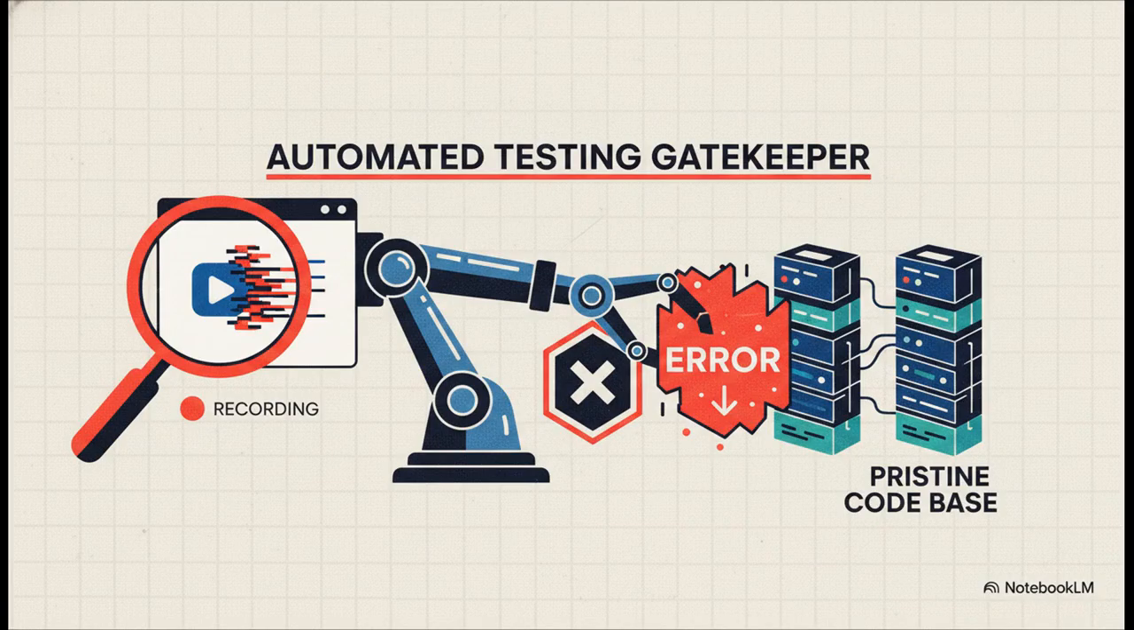This part is wild. TestSprite actually records the AI interacting with your app in real time. If a test fails, you don't just get some cryptic error code, you get a literal video recording showing exactly where the AI got stuck in your UI. It generates a clean markdown file detailing the fixes, which you just drag right back into Cursor so the AI can patch its own bug. Plus, once it's hooked up to your GitHub repo, it acts as an automated gatekeeper, physically blocking pull requests if any update breaks your app's functionality.